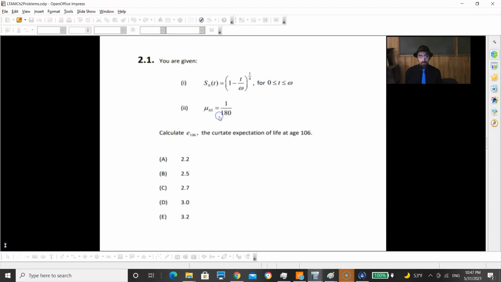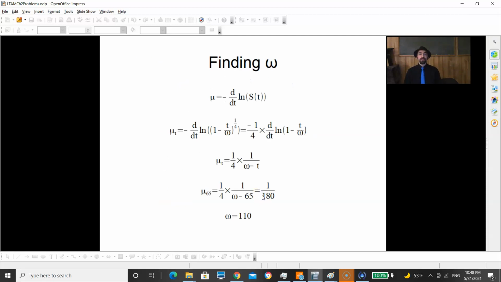With all that out of the way, let's start with problem 1. This is one where you were given the survival function, and it was a survival function of this form, 1 minus t over omega to the 1/4, and they give you the force of mortality at age 65, and you have to calculate the current expectation of life at age 106. So first thing that you do is you find omega. You find that age which, according to this model, it's impossible to live past.